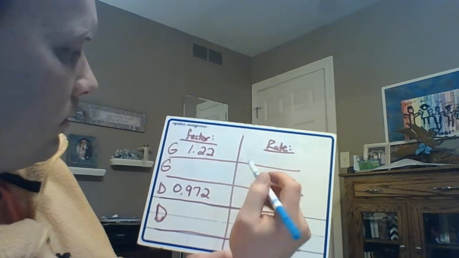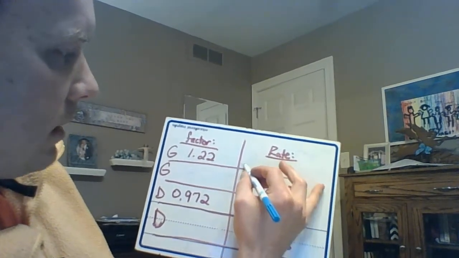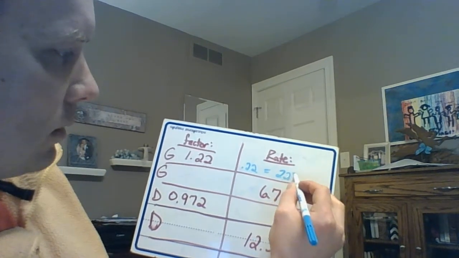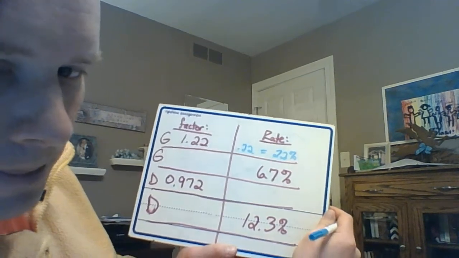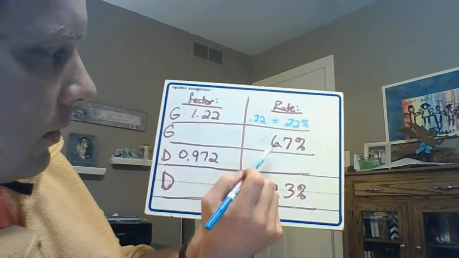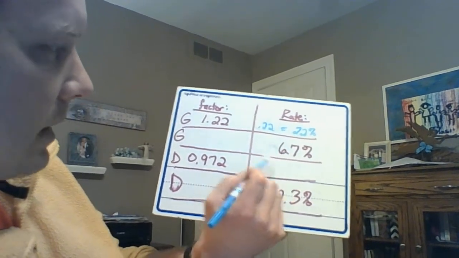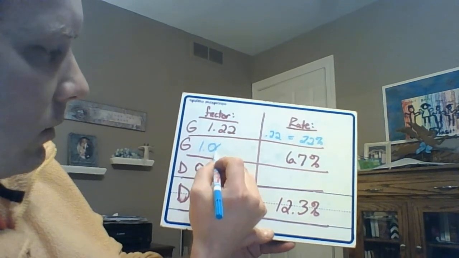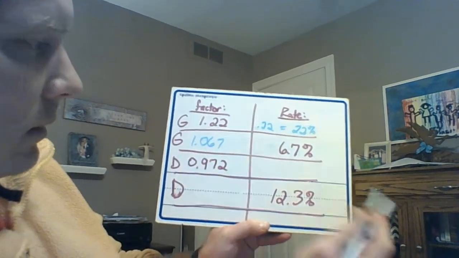Growth factor, 1.22. The rate would be 0.22, which is the same as 22%. Here, the growth rate is 6.7%. That means the factor is going to be 1.067.